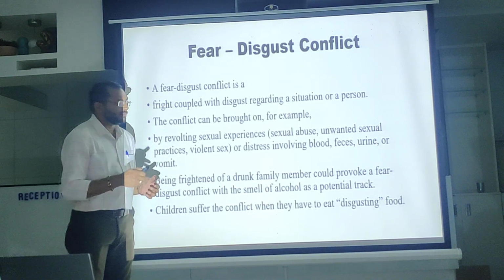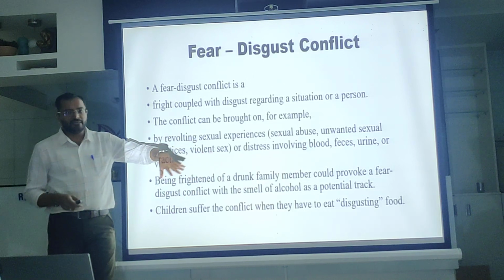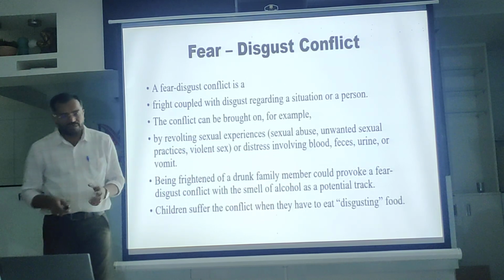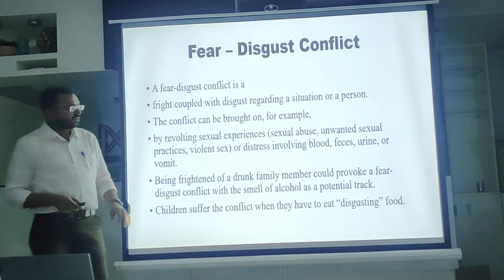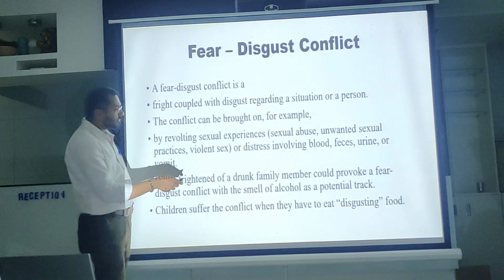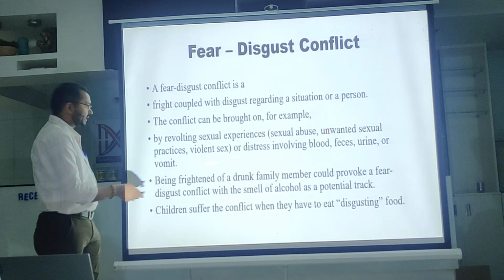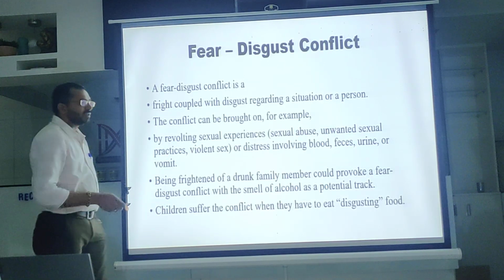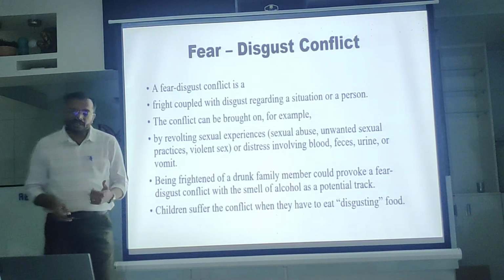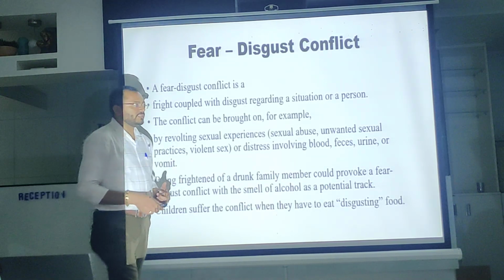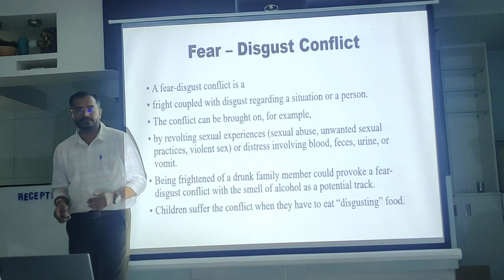How can it develop? Most commonly it is seen in the GNM regarding the female. A female having a revolting sexual experience, that is sexual abuse. So one of the common factors is sexual abuse, unwanted sexual practice, and violent sex, which can lead to persistent hyperglycemia.